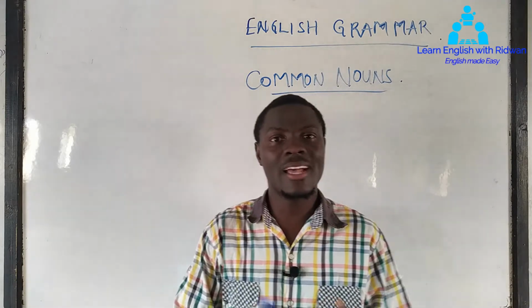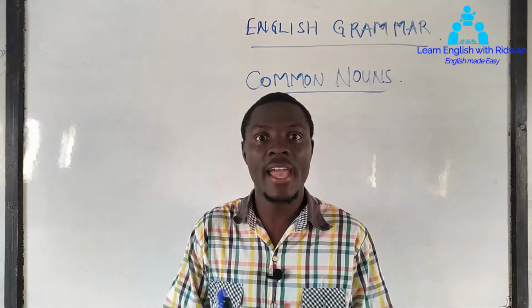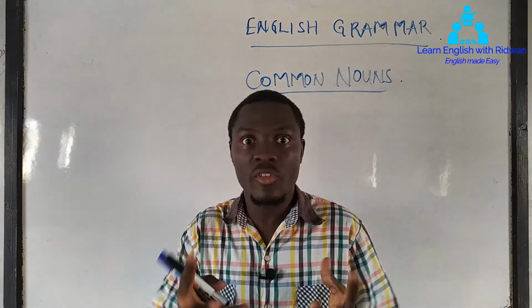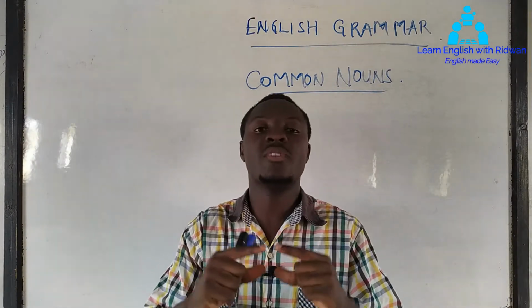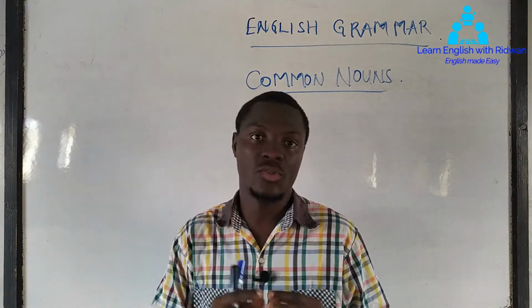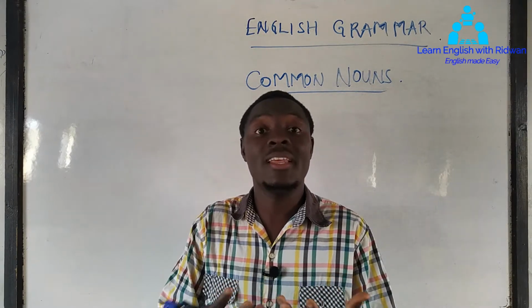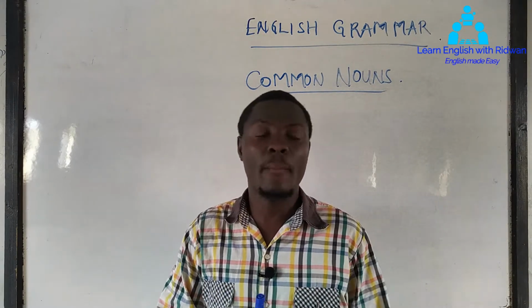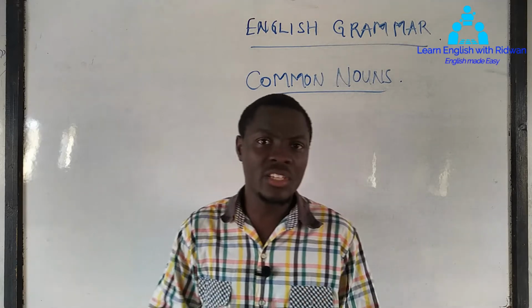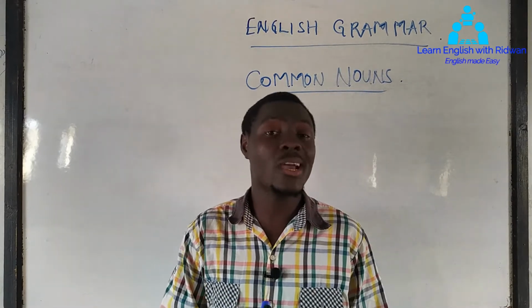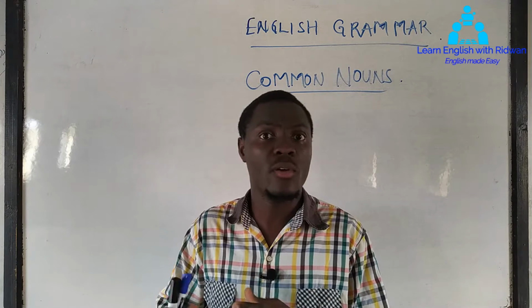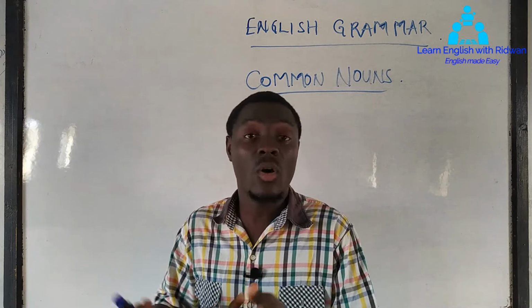So there is this class of nouns that only identify and put things in a general form. Those are what we refer to as what? Common nouns. That is, they are referred to as common nouns because they are things that are common among what? Among people. So by definition, we say a common noun is the generic name of a person, place, or a thing.